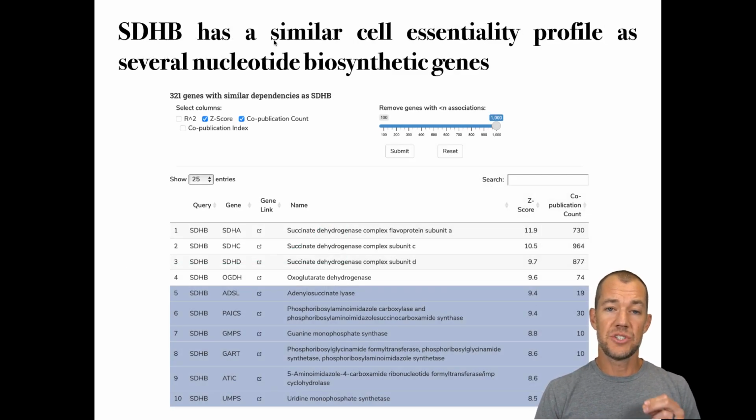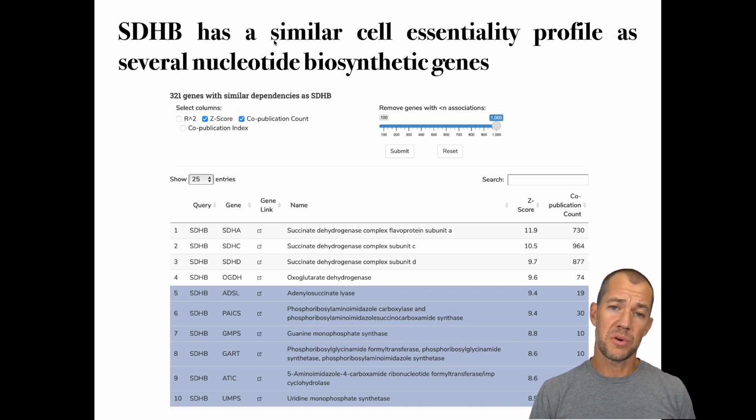Now, when we look at genes that are behaving similarly when knocked out to succinate dehydrogenase B, we see the expected players, SDHA, C, D. If a cell line is going to care about succinate dehydrogenase activity, and we have 4 different subunits that are absolutely required, then it makes sense if we knock out succinate dehydrogenase B, some cells care, and those are the same cells that care if you don't have A, C, or D.